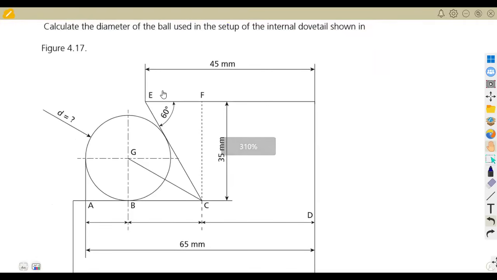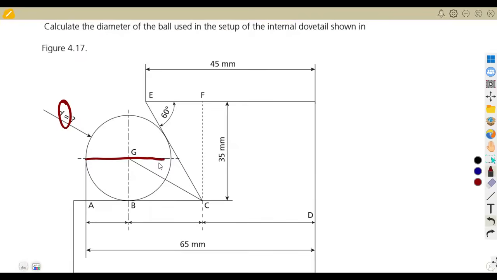So we were given: calculate the diameter of the ball used in the setup of the internal dovetail E shown in this figure. So that's an internal dovetail that we have. And we want to calculate the diameter B that we have here. We want to calculate the diameter from this point. Whether we are talking from up to this point or this one, as long as we are talking about the diameter there.